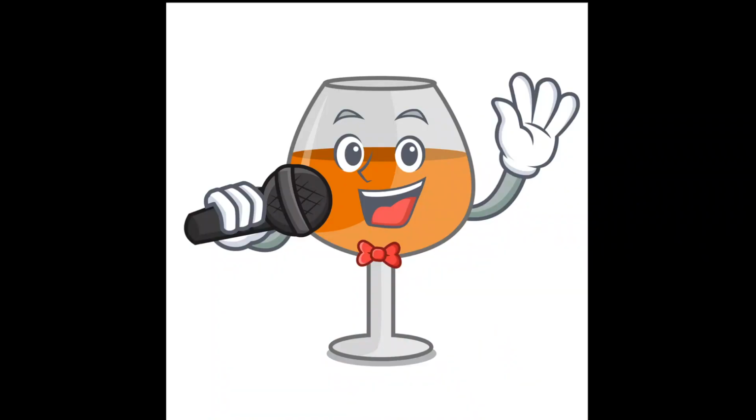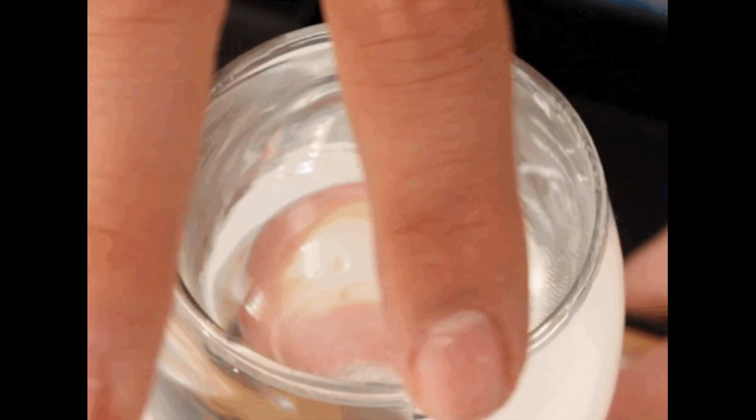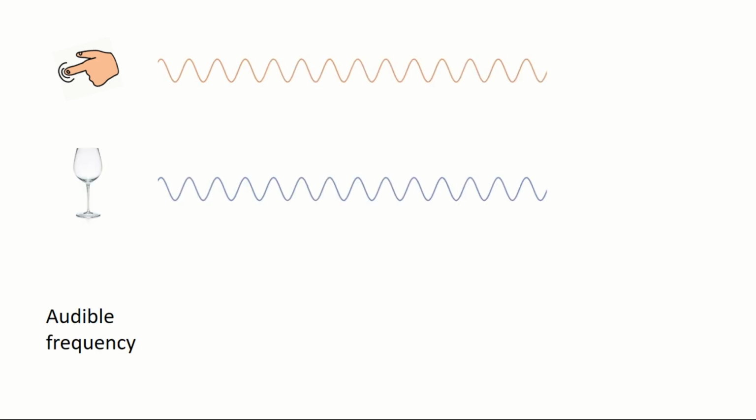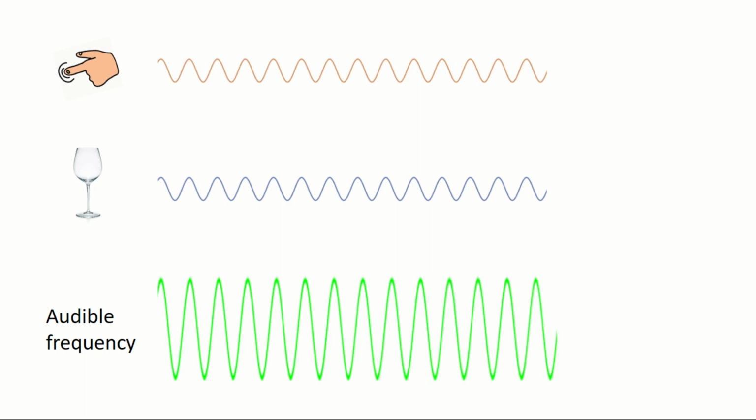So the vibration produced by your finger travels around the glass in a repeated pattern over and over again. And once these vibrations reach the natural frequency of the glass, it causes it to amplify. These vibrations travel through the air around the glass to your ears, and it's heard as sound. This process is known as acoustic resonance.